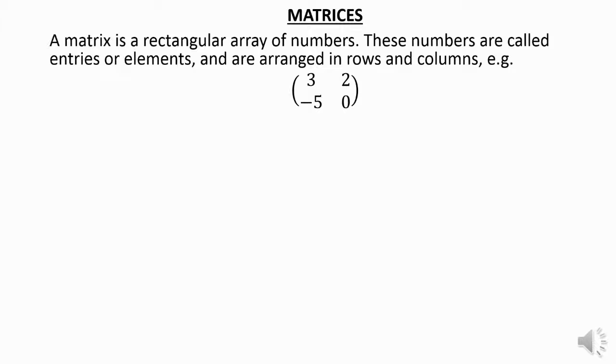Now, a matrix has what we call the rows and the columns. These are the rows. This is a row and also this is a row. So it has two rows, 1, 2, and two columns, 1, 2. So these are what we call the rows and these are what we call the columns.